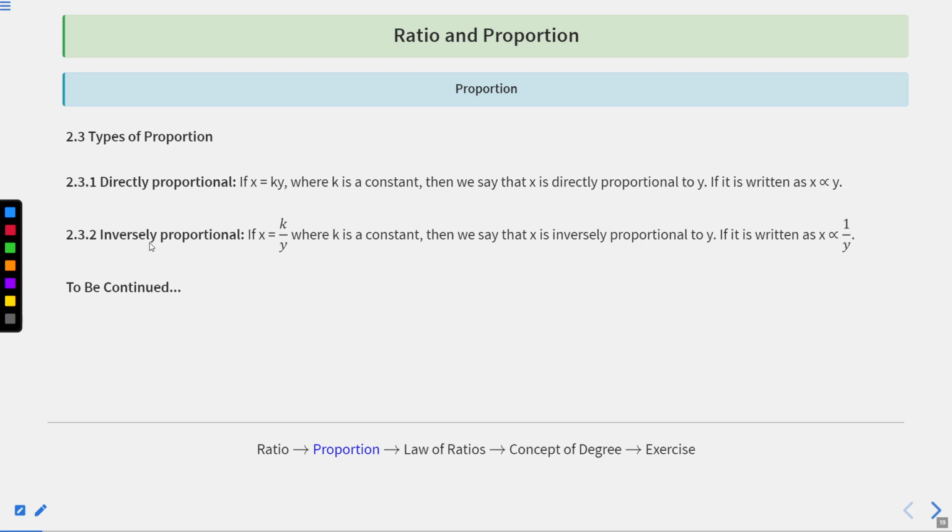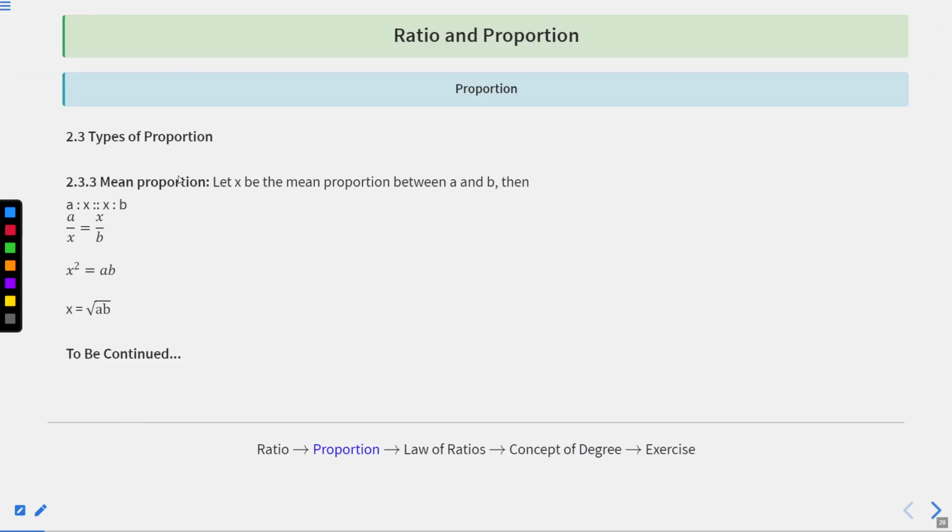Let us now talk about what are all types of proportions. So first of all, we have directly proportional. If x equal to ky, where k is constant, then we say that x is directly proportional to y, and it is written as x is proportional to y. Second type is inversely proportional. So if x equal to k upon y, where k is constant, then we say x is inversely proportional to y, and it is written like this.